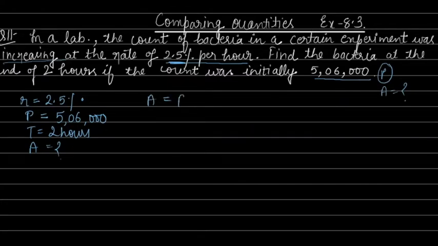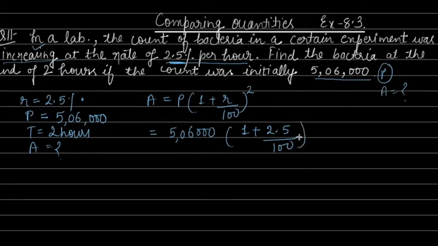Amount is principal times (1 plus r upon 100) raised to the power 2, right? And the count is increasing at the rate of 2.5 per hour. It means the amount will always be greater than the principal here. So let's place the values. 5,06,000 times (1 plus 2.5 upon 100) raised to the power 2. Here you can write t. Now if you remove this decimal, this becomes 1000.